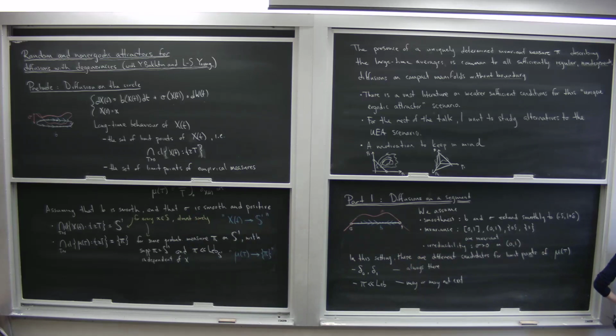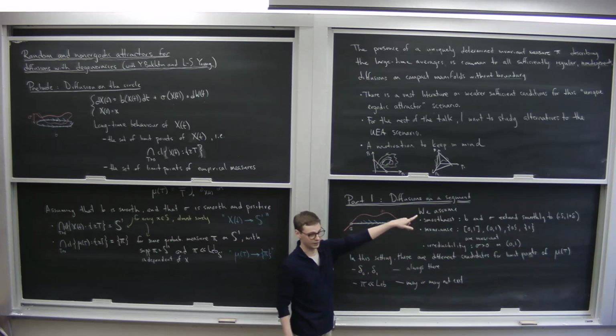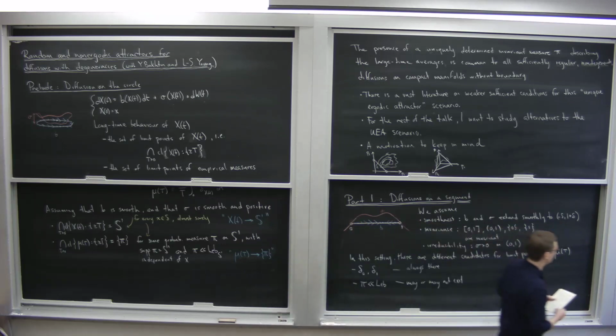So assuming that b prime of 0 and b prime of 1 are non-zero, I can tell you what the limit points of empirical measures would be, depending on the signs of these objects. Okay, so that's a not so hard thing to prove, but it sets the stage for what I'm about to do next. So let's just think about what can happen in one dimension.